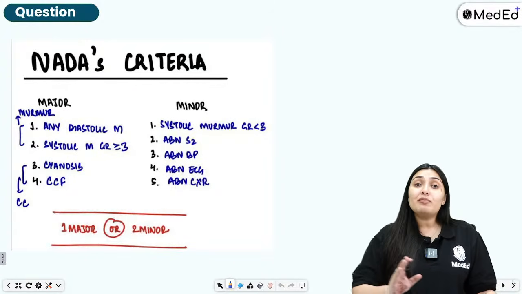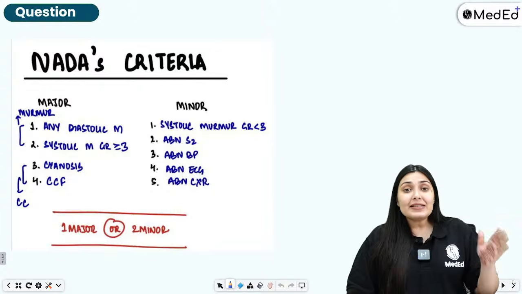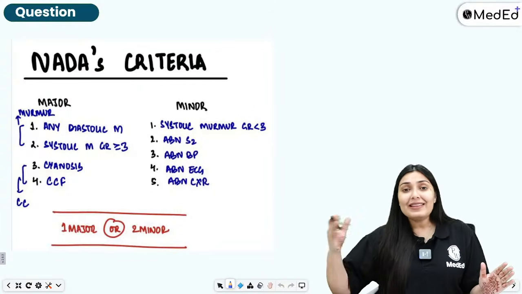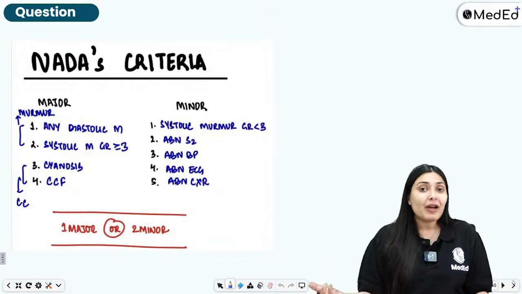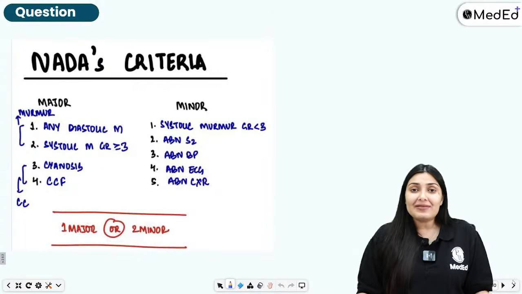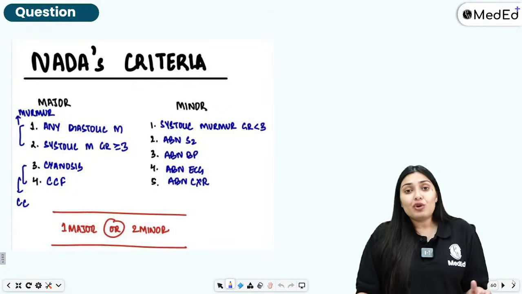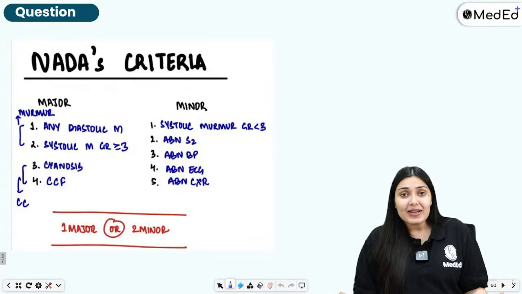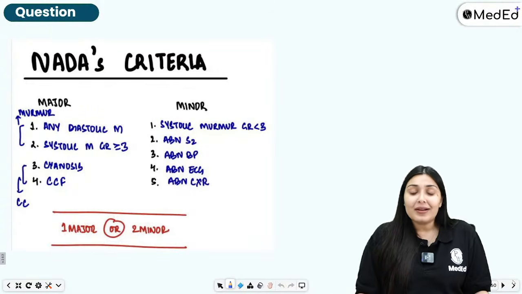Now let's move to the minor criteria. Systolic murmur grade 3 or more was major. So anything less than grade 3 would be minor. And then abnormal second heart sound, abnormal BP, abnormal ECG, abnormal chest X-ray, all of these investigations, if abnormal, these are the minor criteria. So for diagnosis, I need one major or two minor. This is for congenital heart diseases, right? So this is all you need to know about NADA's criteria.